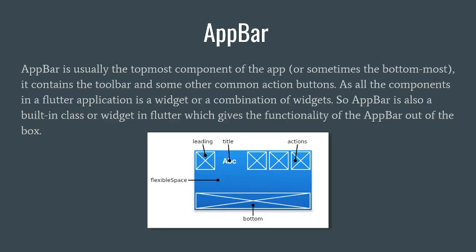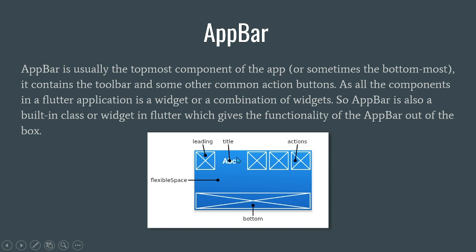Next, we have the app bar. App bar is an important widget that you will use very often. On almost every page of your app, you can have an app bar, which would be present on top of your screen, and it has multiple actions. In leading, you can have a back button to go back to the previous page.